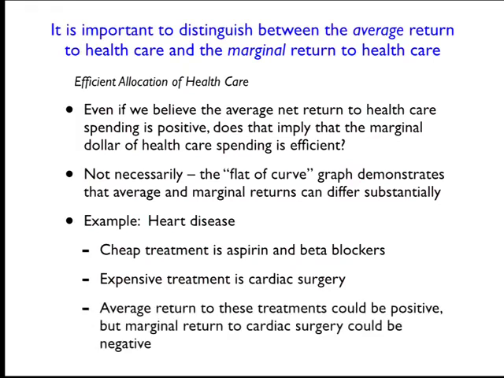So it could be the case that when you look at total medical spending on heart disease, for all of these different treatment options, it's almost surely the case that the total benefits of that spending outweigh the costs. So the average net benefit per dollar spent has to be positive. But it could also be the case, especially in the marginal surgery case, that the marginal return to cardiac surgery could be negative.